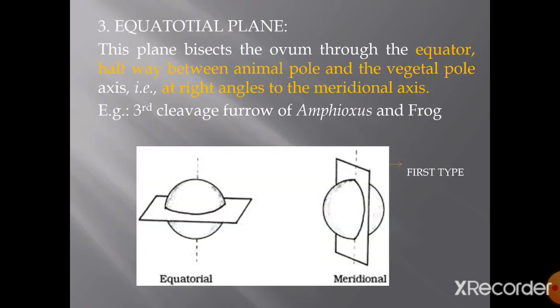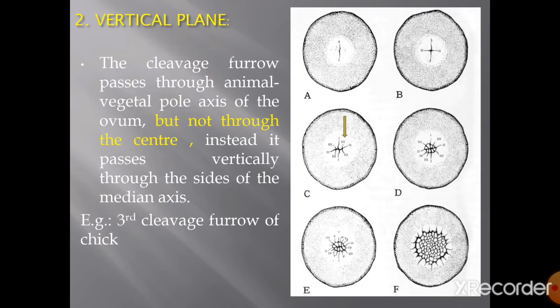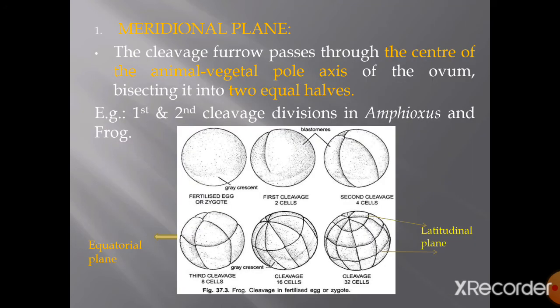I think we have to go back to the same slide. So here you observe the embryo at the 32-cell stage. You can see the equatorial plane, one horizontal line above the equatorial plane and another horizontal line below the equatorial plane, which represent the latitudinal planes. This is what I meant by latitudinal plane. The center one is the equatorial plane and the upper and lower lines are the latitudinal planes. So this is the fifth cleavage stage of frog.